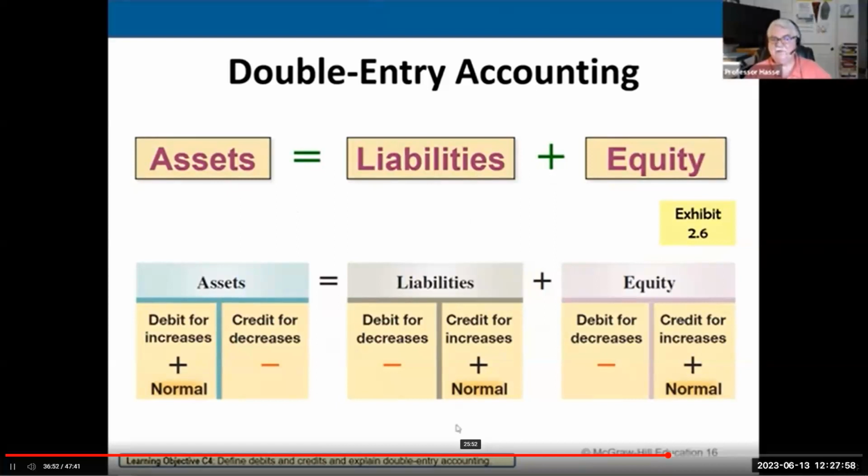How do we record these events? We debit assets to increase them. We credit assets to decrease them. And it's vice versa on the other side of the equation. Debits decrease liabilities. Credits increase liabilities. Debits decrease equity, which are expense accounts and withdrawals. And credits increase equity, which are owners' investments and revenues.